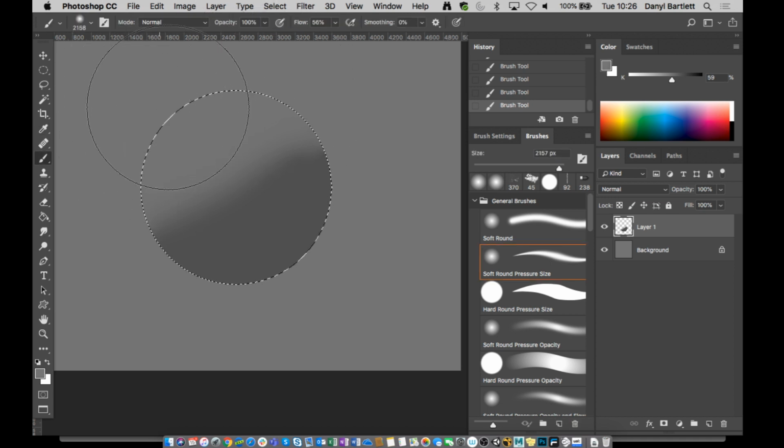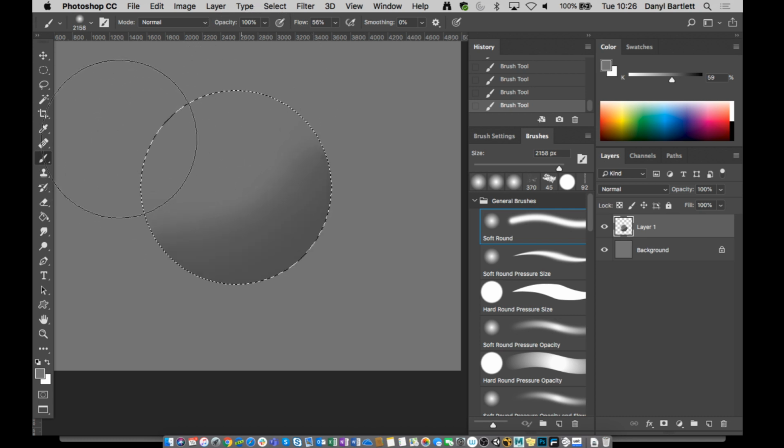Right. So what I'm going to do now, I've gone back to my 59. I'm just moving up here, going to round off this edge. In fact, I've just realized I've chosen pressure size. I'm going to change it to just generic soft round. There we go. Back to 75 or around 75.